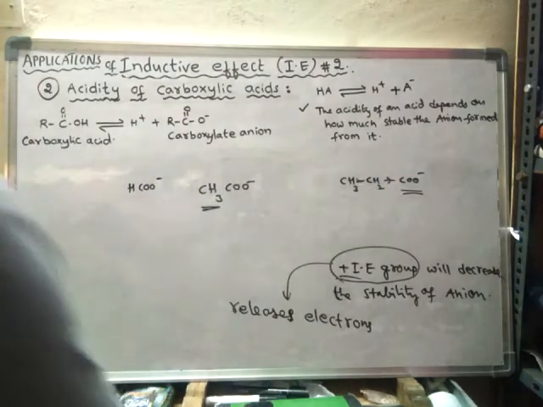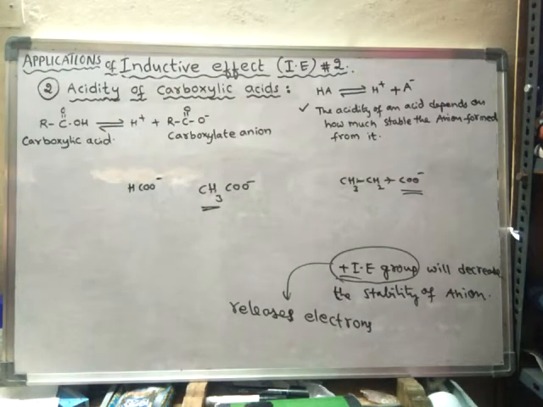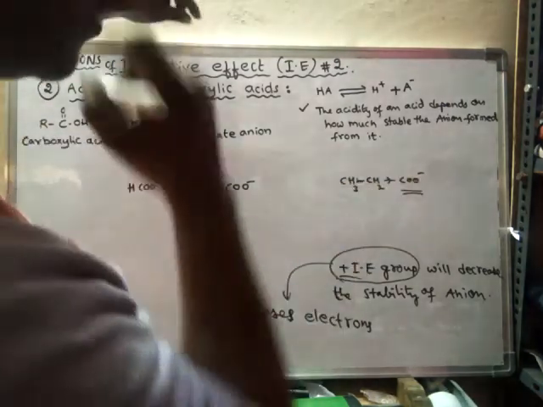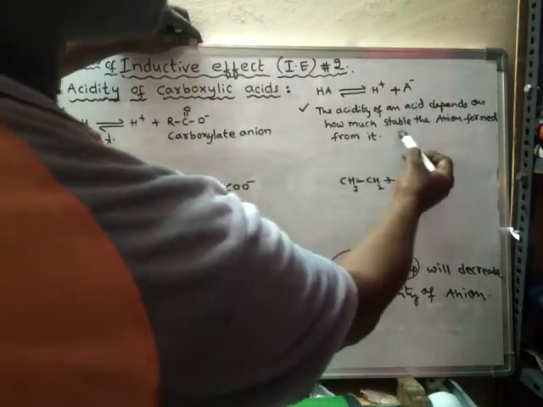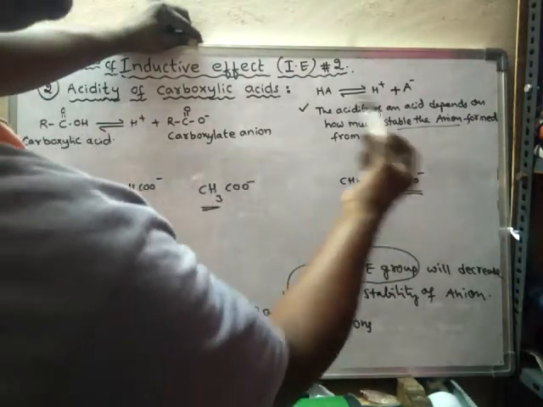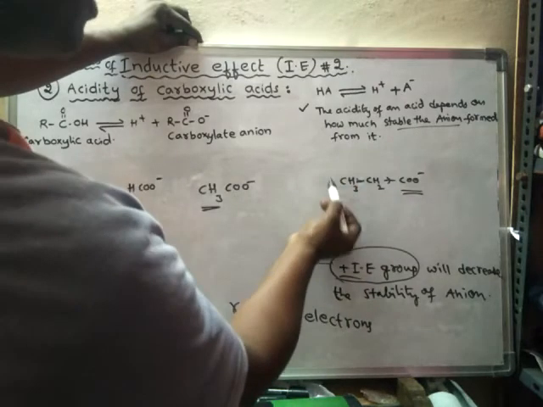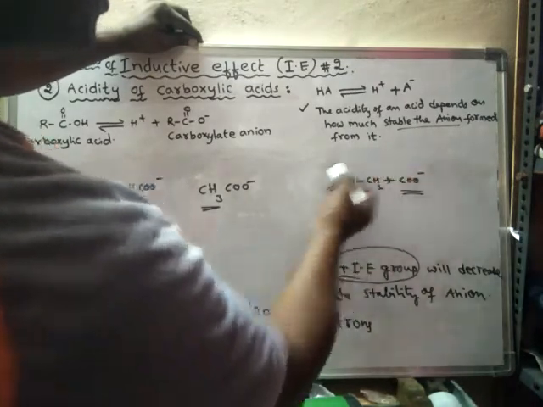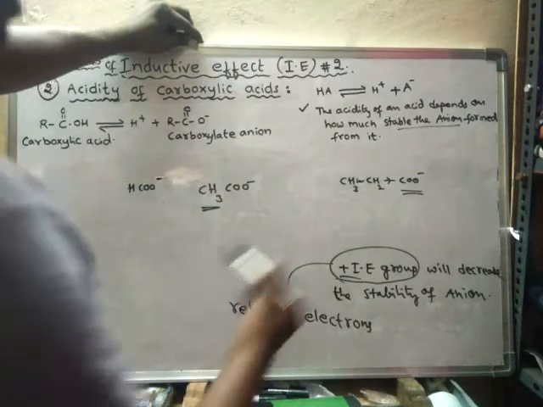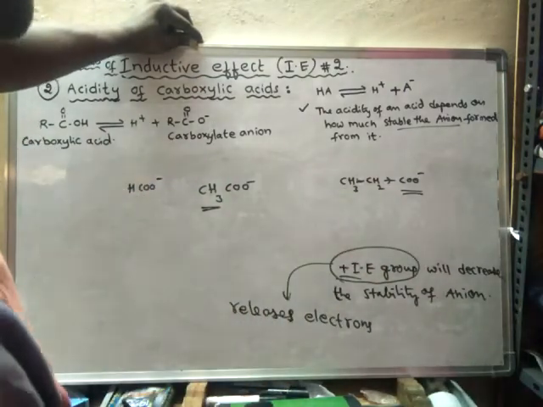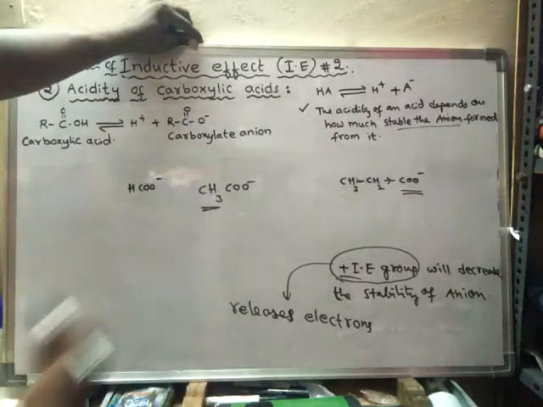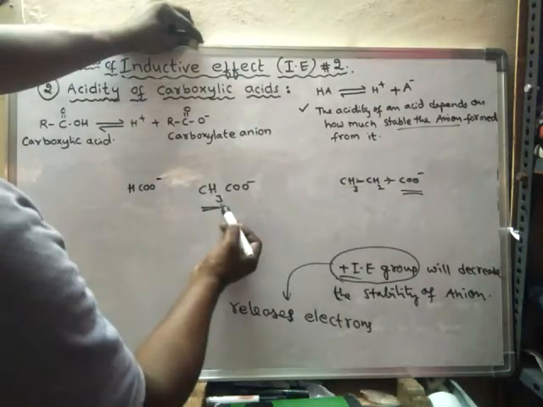As the stability of the anion is decreased, here the acidity of an acid depends upon the stability of the anion. So as stability is decreased, this is less acidic in nature. So this anion is formed from the acid which is less acidic. Now we will compare this one with this one.